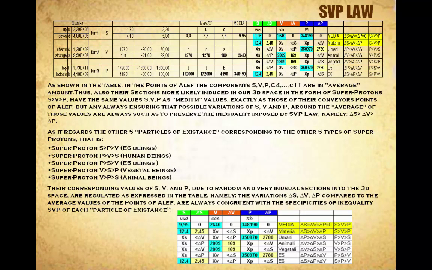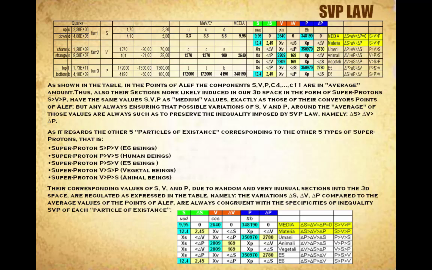As shown in this table, in the points of Aleph, the components S, V, P, C4, up to C11, are in average amount. Thus also their sections are those more probable as induced in our 3D space in the form of superprotons S > V > P, having the same values of SVP as medium values, just exactly as those of their conveyor points of Aleph. However, this happens ensuring that possible variations of S, V and P around the average of those values are always such as to preserve the inequality imposed by the SVP law, namely delta S > delta V > delta P.